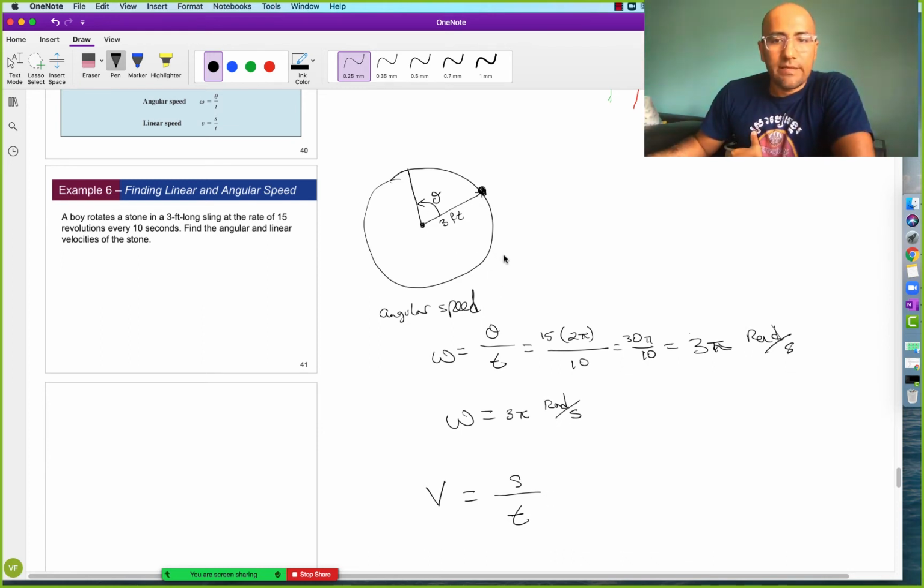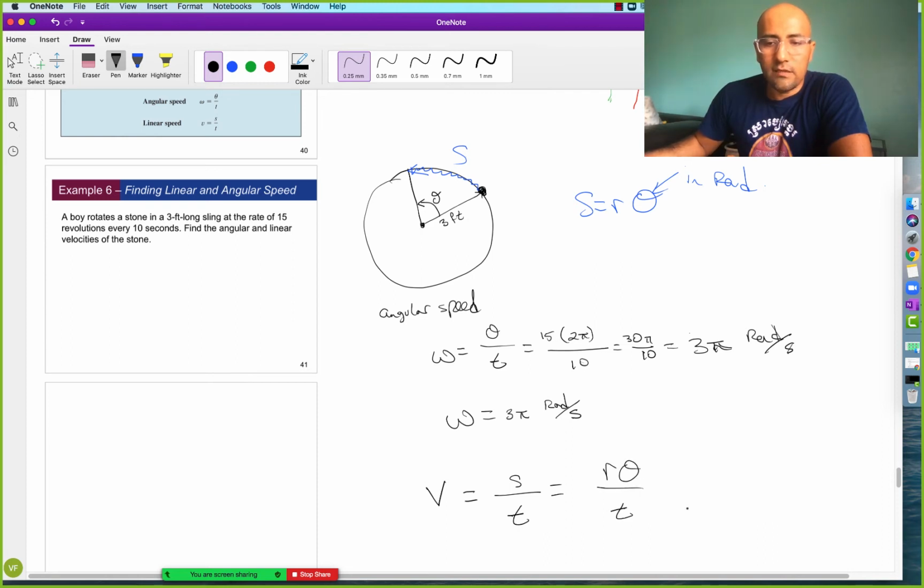Okay, s divided by t. And so we know that if we want to figure out the actual distance traveled, we need to think about this. And we know that s is equal to r times theta, in radians. So v equals s over t, which is the same thing as r theta over t.